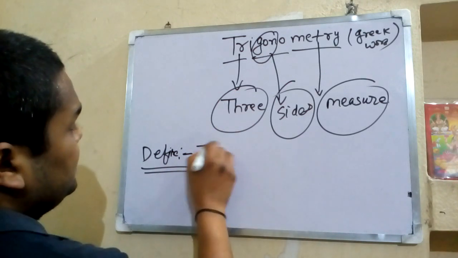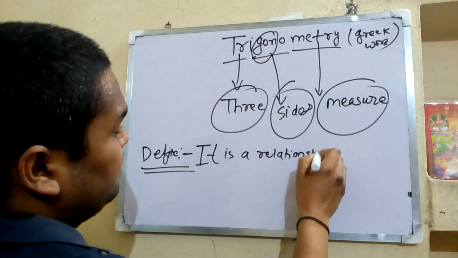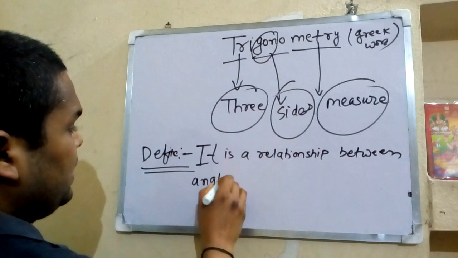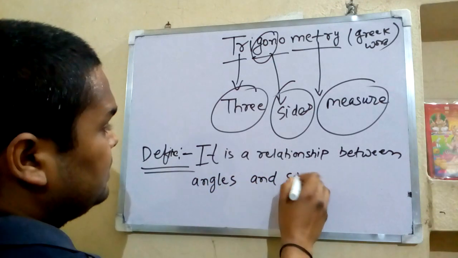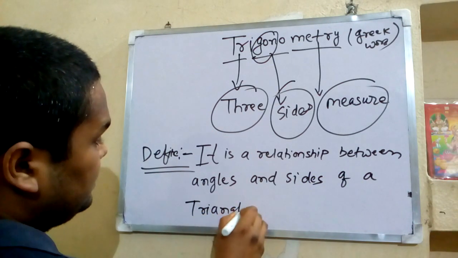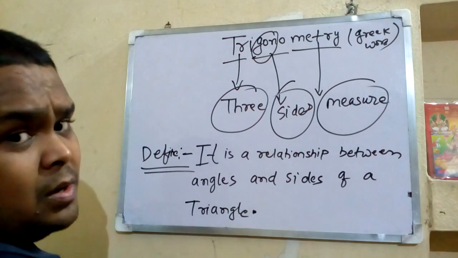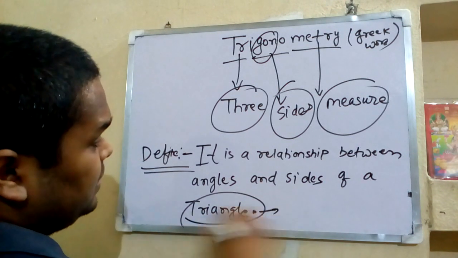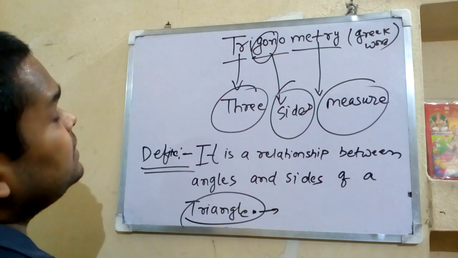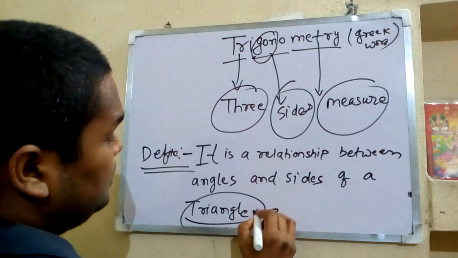Simply we have to define it as a relationship between angles and sides of a triangle. Here I use the term triangle. This term is very important. Before going to other topics, first we again see the definition: it is a relationship between angle and side of a triangle.